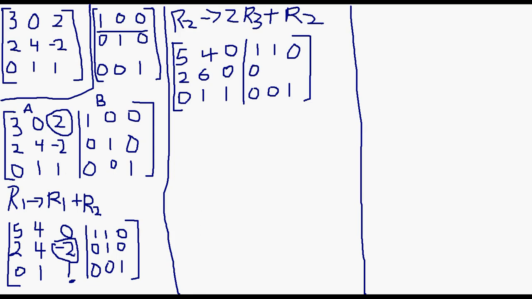So now 2 times 0 again is what? Is 0. Plus 1 will give us 1. All right. So 2 times 1 here is what? 2. Plus 0 will give us 2. All right. So we've successfully changed here to 0. We successfully changed here to 0.